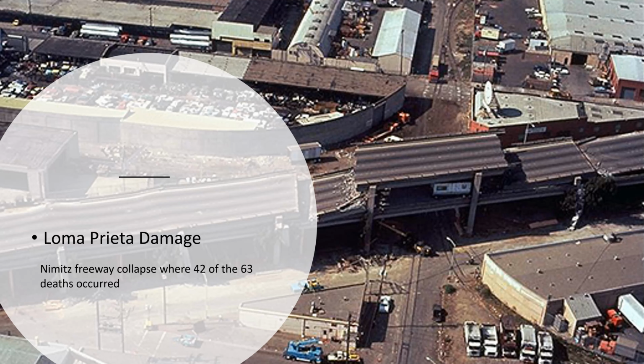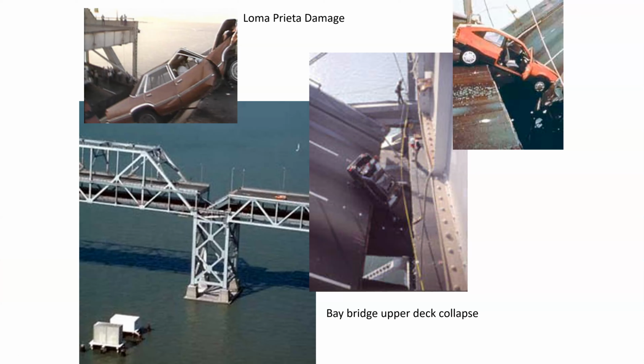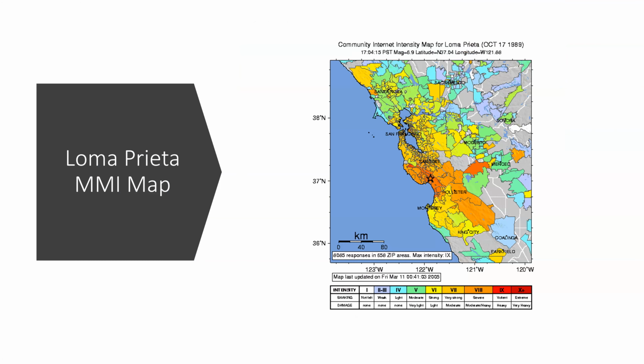So the freeway is one of the most famous images from this earthquake. It had some of the most deaths of any particular location. About 42 of the 63 deaths occurred on this bridge from this collapsed freeway. Here's another look at the collapsed freeway. Obviously, the engineering here failed fairly significantly. Here's some more damage. The Bay Bridge did take some damage as well.